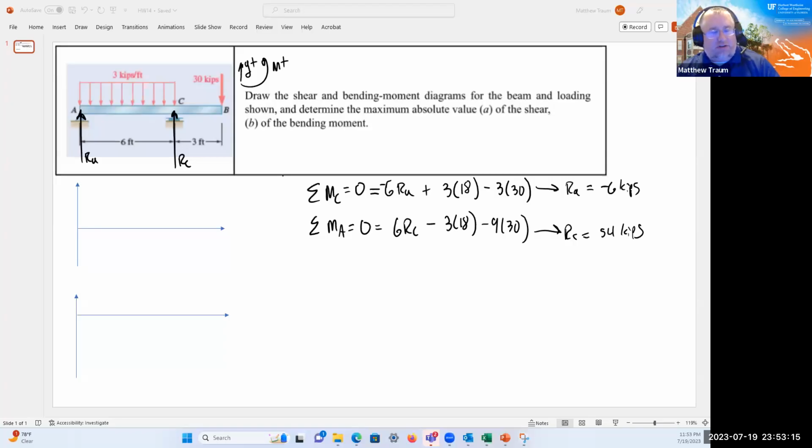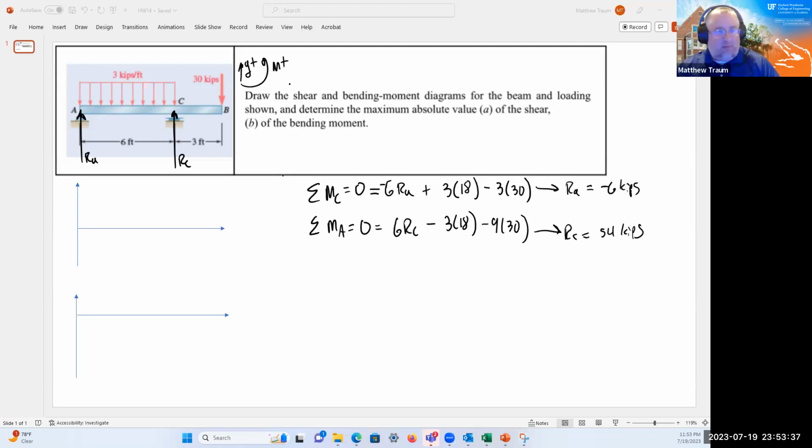All right, Dr. Matthew J. Traum here. I'm going to solve a mechanics of materials problem for you. We're asked to draw the shear and bending moment diagrams for the beam with the loading shown, and then we're asked to determine the maximum absolute value for the shear, and then for the bending moment. Once we draw the diagrams, we'll be able to pluck those absolute maximum values right off. So our goal is to draw those two diagrams.